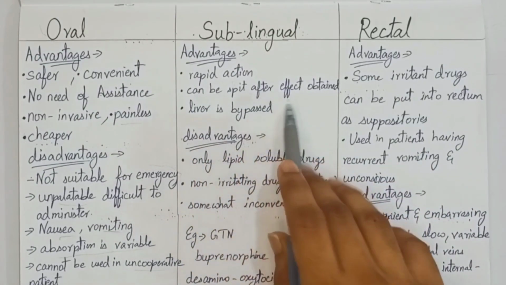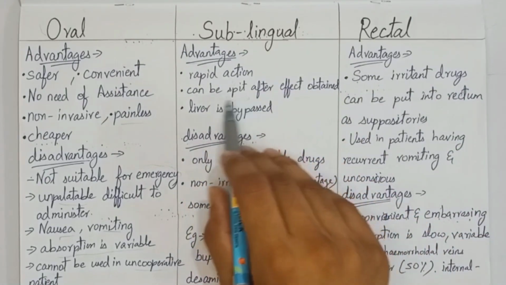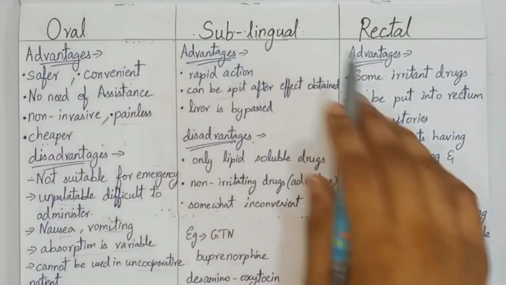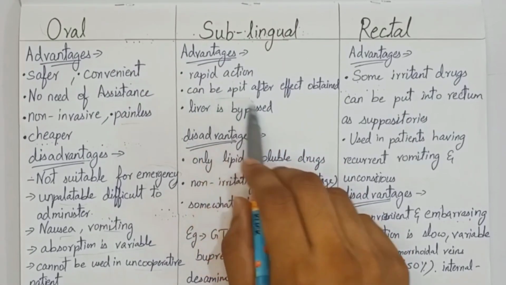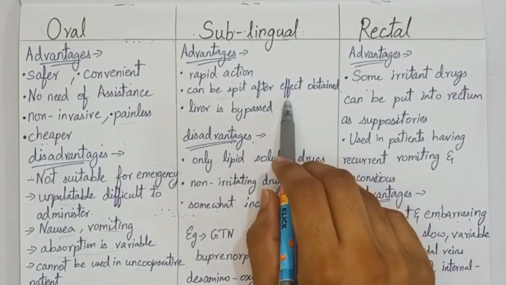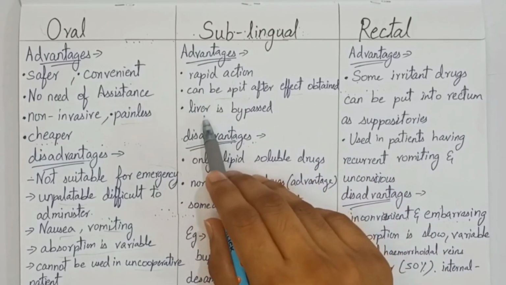After the effect of the drug is obtained, it can be spat out. Unlike the oral route or any other route, where the drug cannot be undone, in this sublingual route it can be spat out after the effect is obtained. In this, the liver is bypassed.